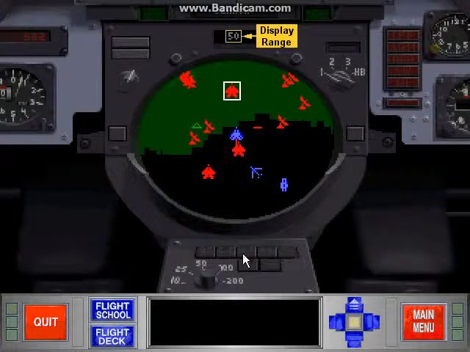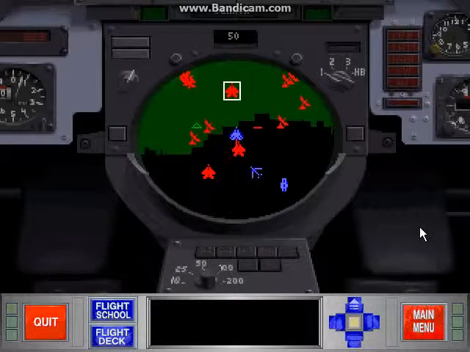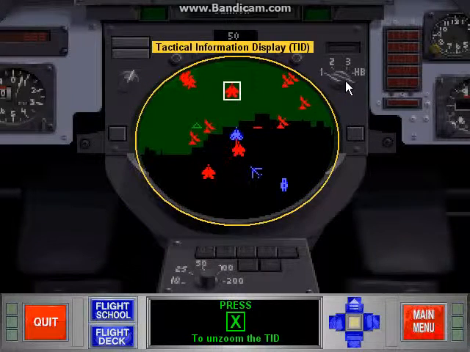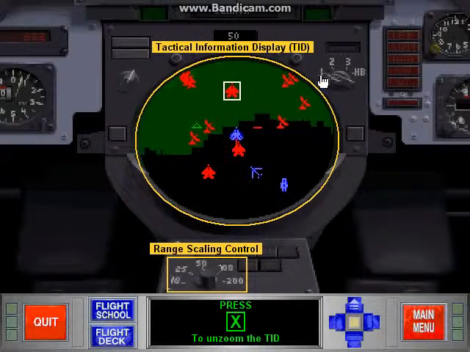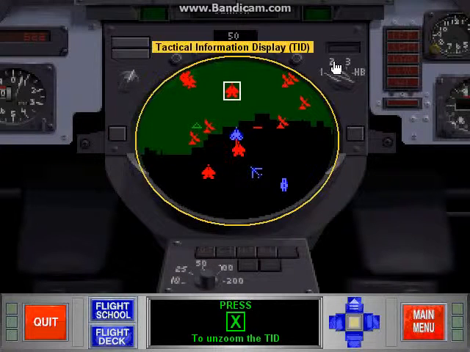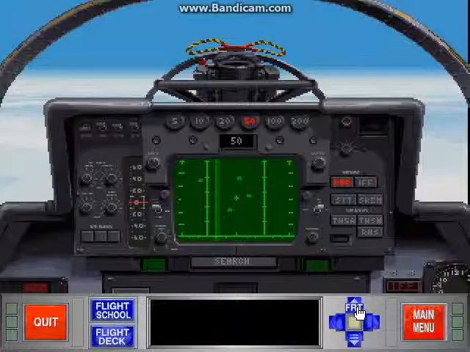The range can be set in increments between 10 and 200 nautical miles. Range scaling is controlled by the Z and X keys. The Z key magnifies the display, while the X key unzooms the display. Try clicking on the Target Information display or the Range Scaling control to find out more about the RIO look-down view.